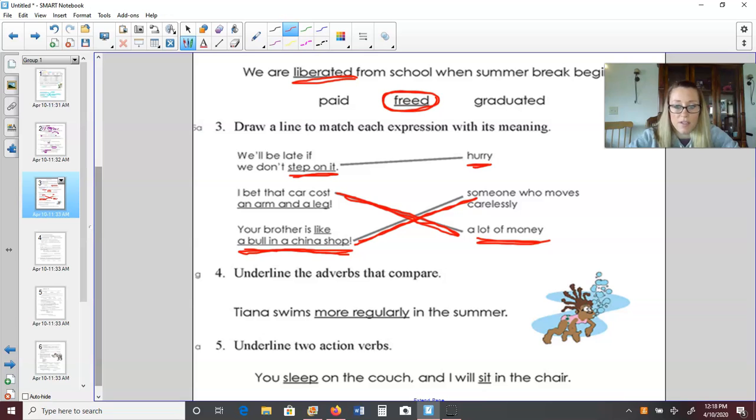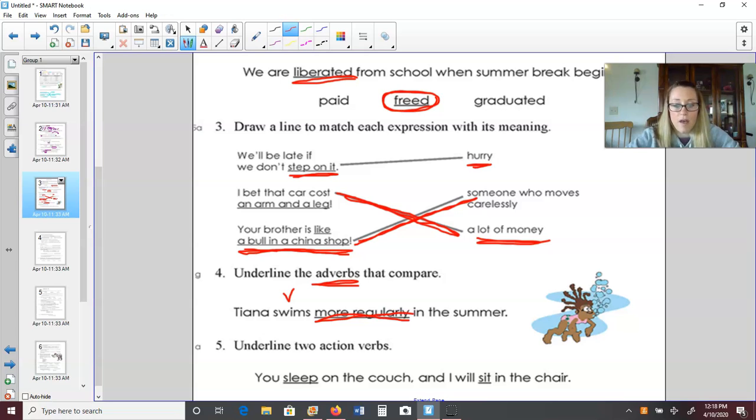Number 4, underline the adverbs that compare. Tiana swims more regularly in the summer. So an adverb describes how the action is happening. So swims would be the verb in the sentence. That's what Tiana does. How does she do it? Well, she does it more regularly. So that would be our adverb.